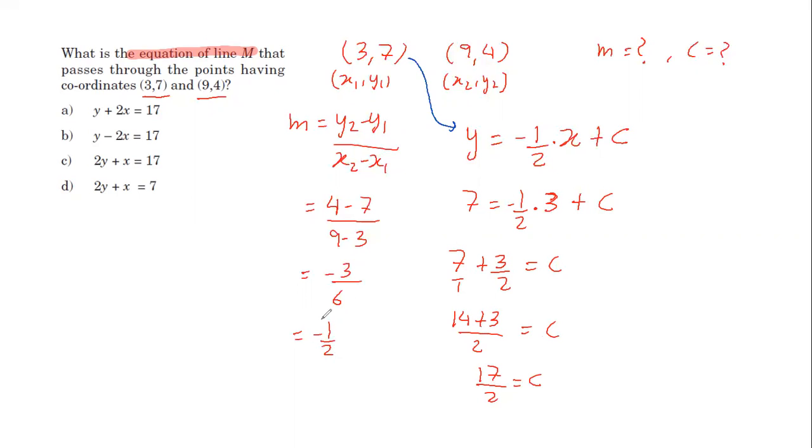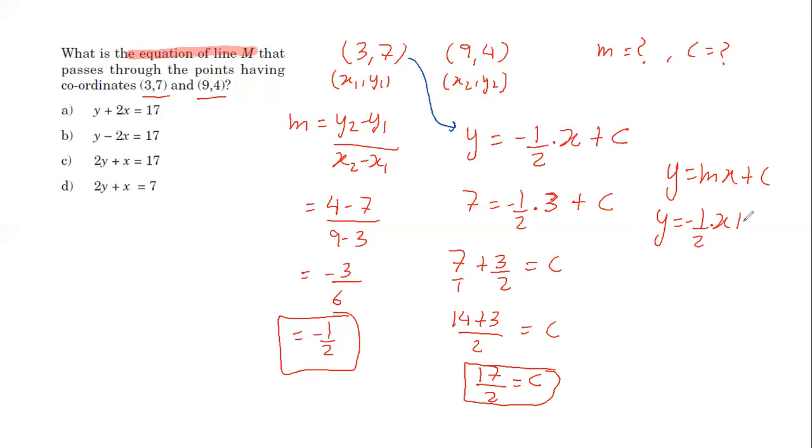So do you realize I got the value of m, I got the value of c. So I can directly figure out the equation y is equal to mx plus c. So y is equal to minus half times x plus c, which is 17 by 2. So again, you notice I just need to focus on 2 things, that is slope and the y-intercept.